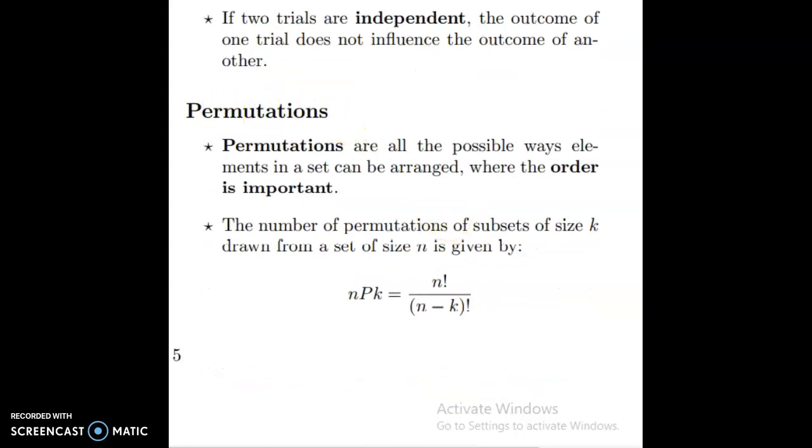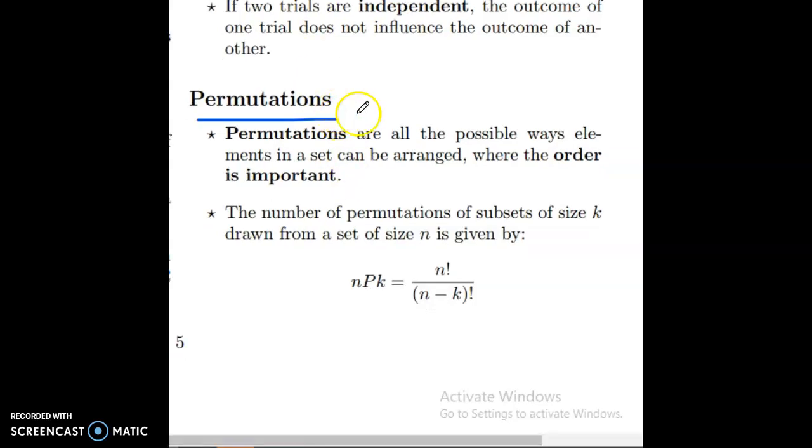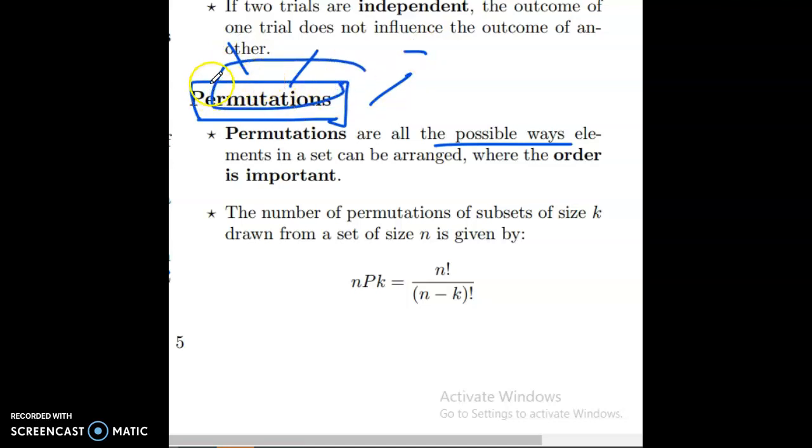Okay, permutations. Permutations are all the possible ways elements in a set can be arranged where the order is important. This is important.